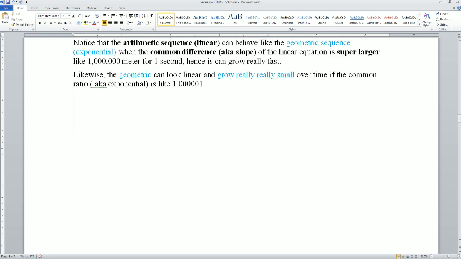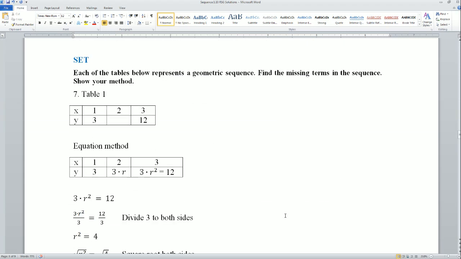Okay, good. Let's look at the set part. Each of the tables below represents a geometric sequence. Find the missing term in the sequence. Show your method. Here's your table. I'm going to use the equation method. The first term is 3. The second term is 3 times r because you multiply it by the common ratio. The next one would be 3 times r squared because you have 2 of the common ratio, and that equals 12.